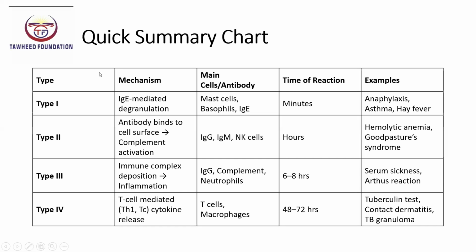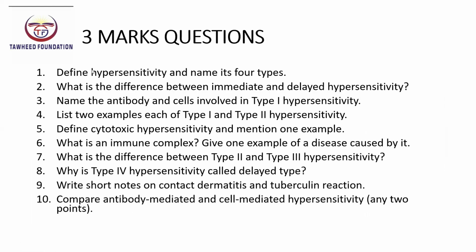So you can view this quick summary chart for type 1, 2, 3, and 4 for its mechanism, mediator cell, antibody, time of reaction, and examples as well. So with this, we completed today's class.